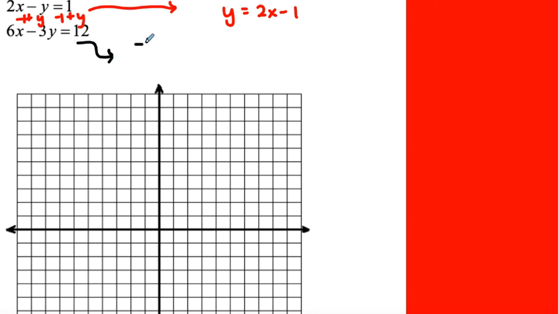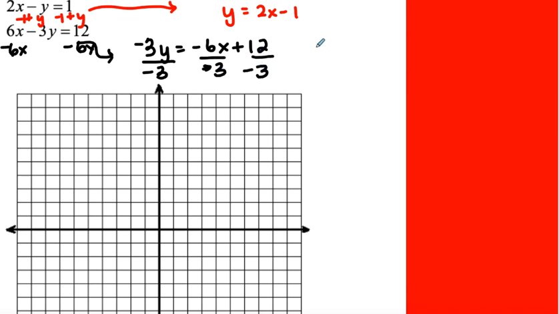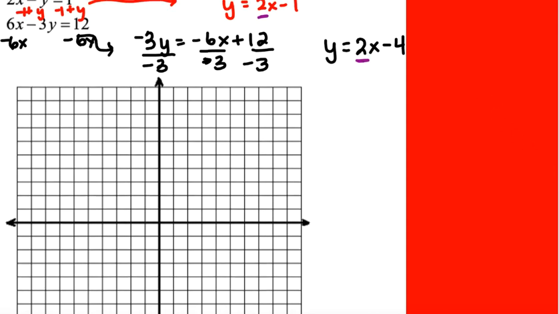So I'm going to subtract 6x to the other side. So I have negative 3y equals negative 6x plus 12. And then I'm going to divide everything by negative 3. And that's going to give me y equals 2x minus 4. So right away, I notice that the slopes are exactly the same. So I'm going to be really careful. That means that these lines are parallel. It means they do not have a point of intersection.